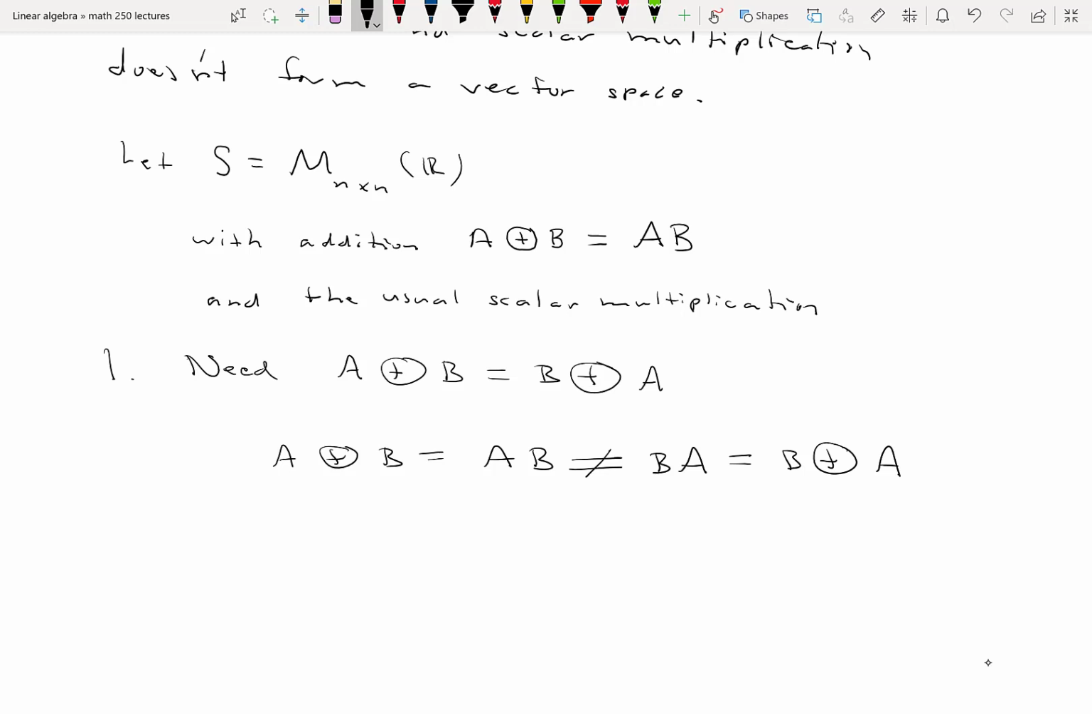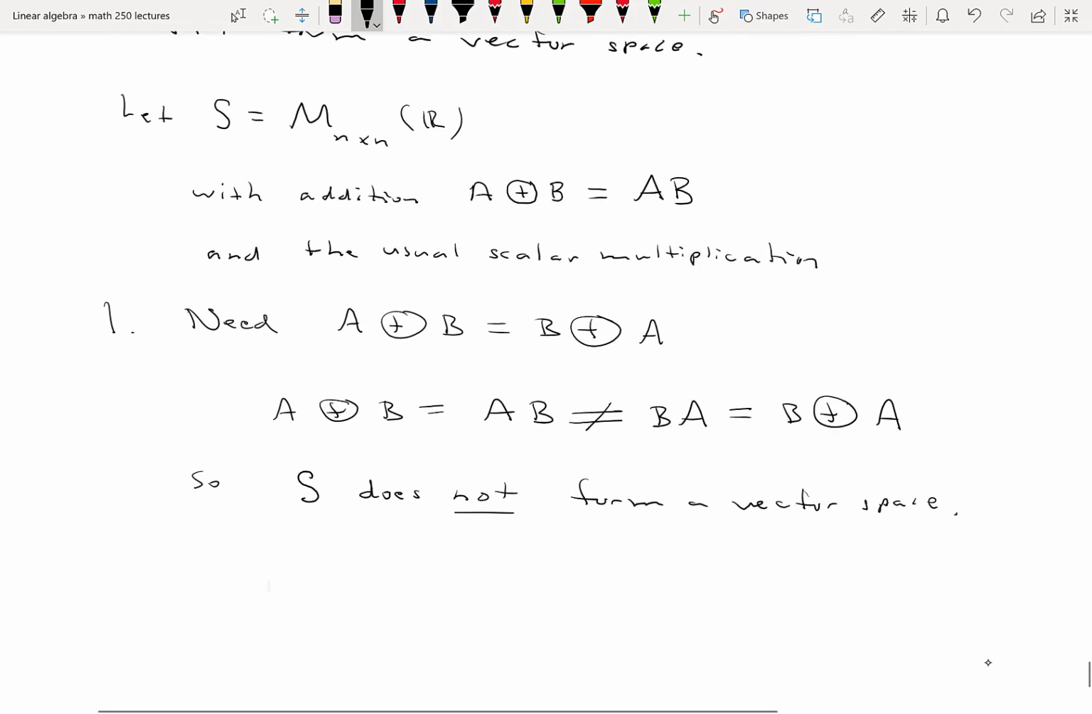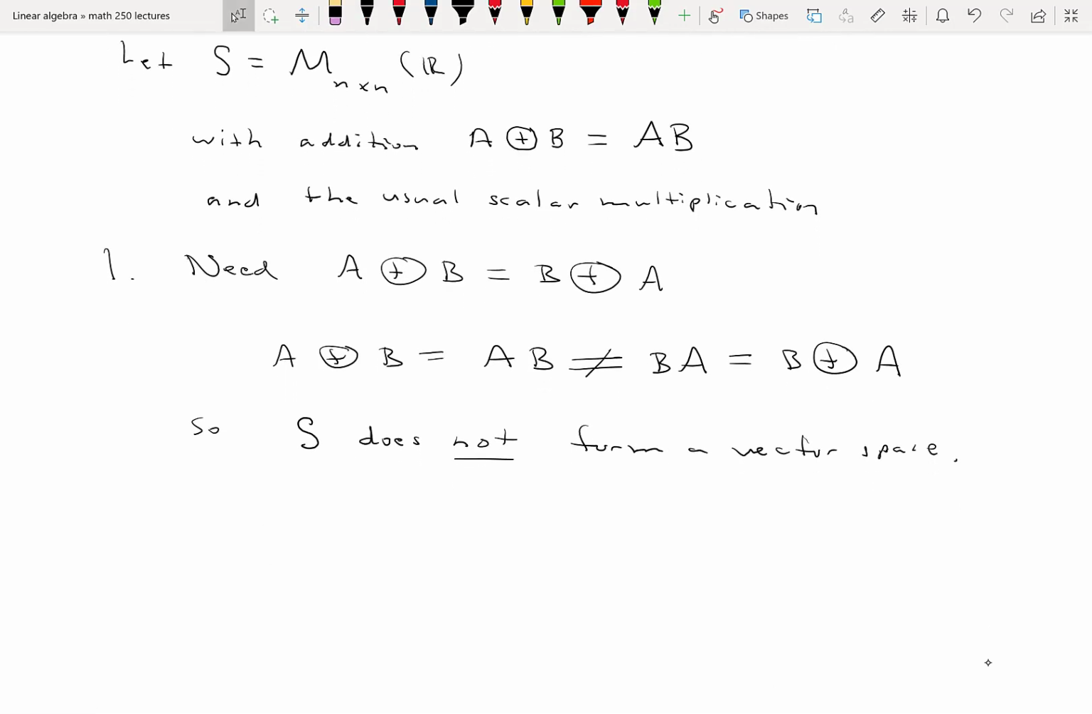Done. A plus B is not equal to B plus A. So S does not form a vector space. Of course, under these operations, this set S, the set of all n by n matrices with real entries, does form a vector space under the ordinary operations of addition and scalar multiplication, but not under these. So that was enough to show that this thing doesn't form a vector space.